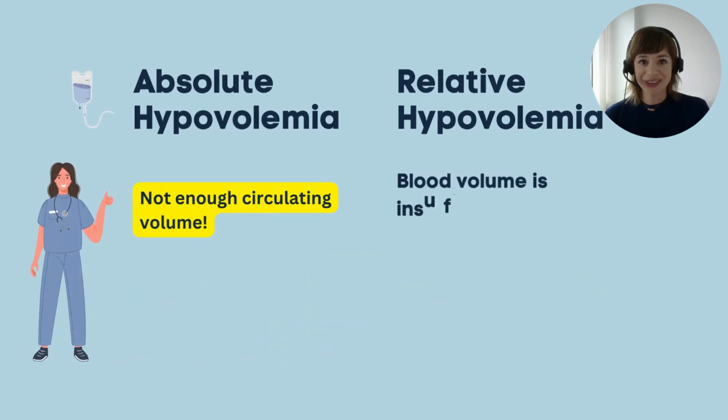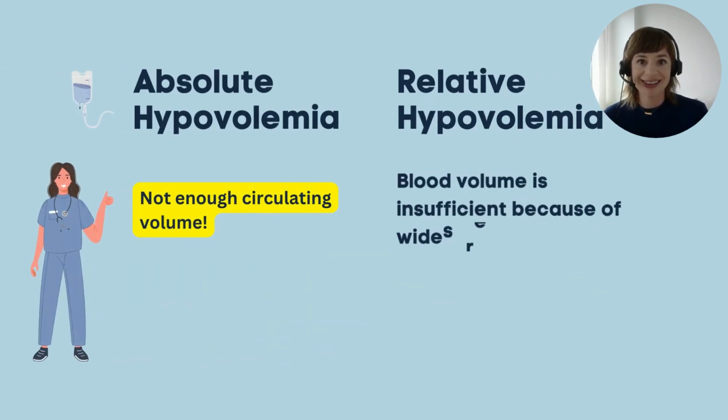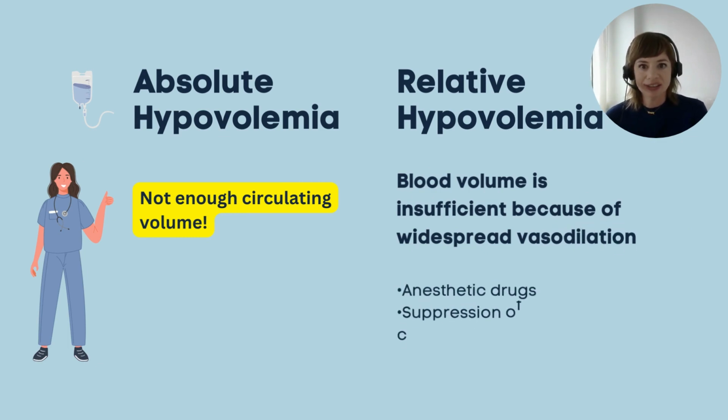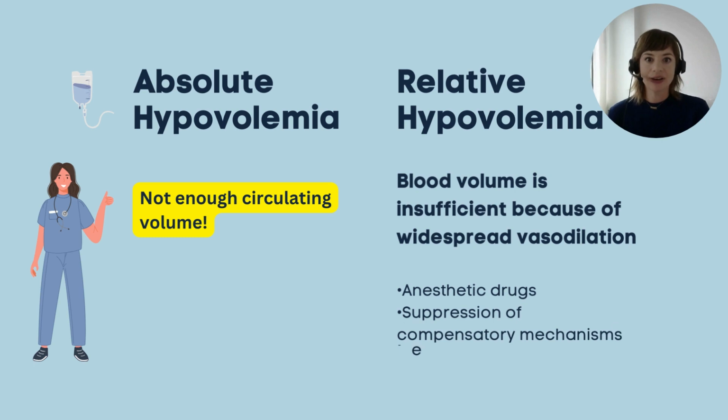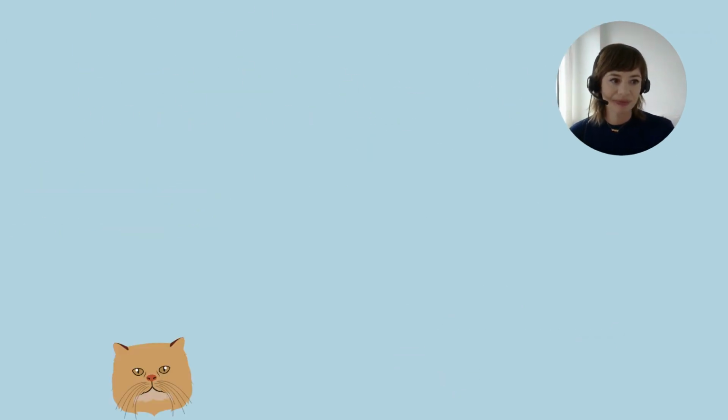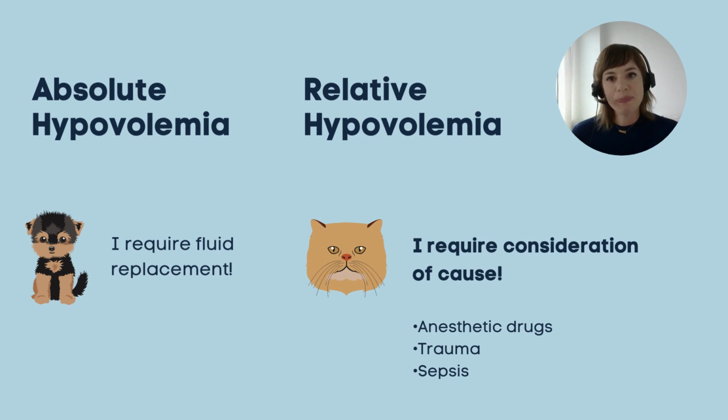All the stuff you know about if you perform anesthesia or surgery routinely: volatile inhalants, propofol, decreased circulating catecholamines, things like sepsis. So, both relative and absolute hypovolemia may lead to hypotension.